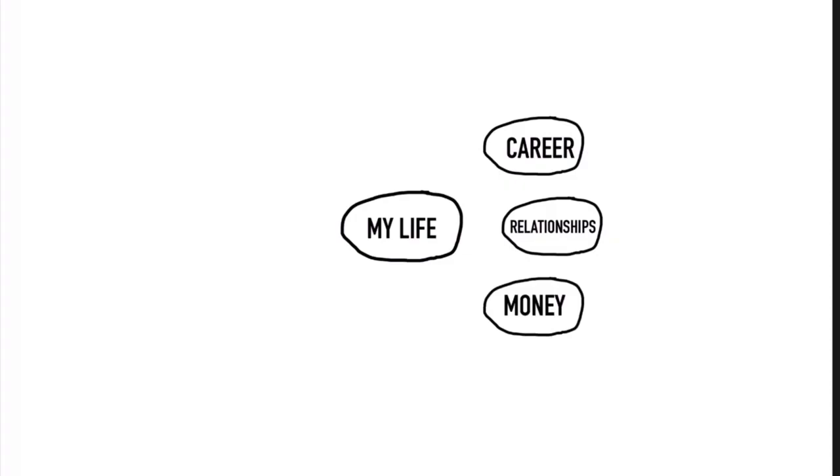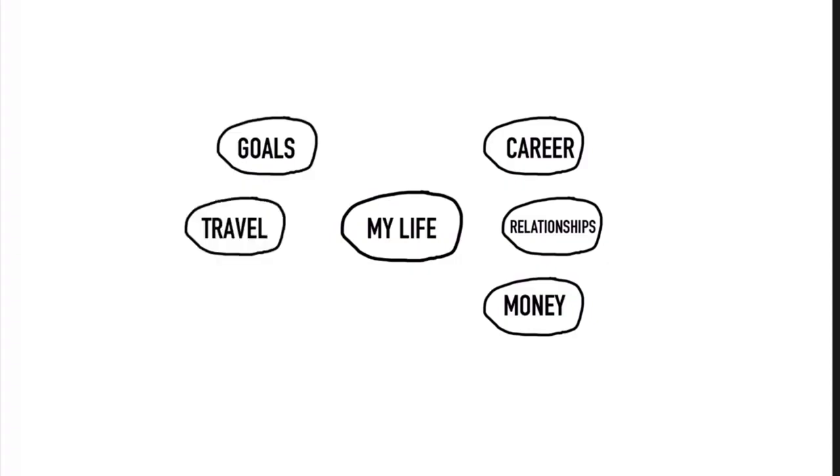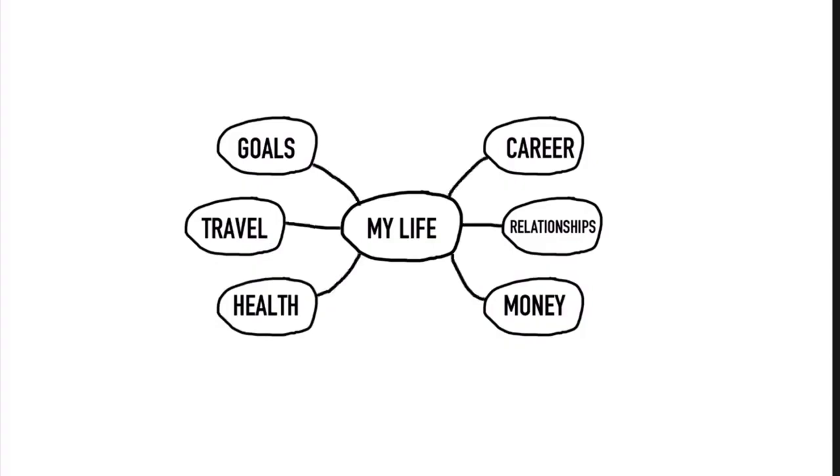Now note that these are not in any particular order. With a mind map, there is no up or down and there is no left or right. Just like the thoughts in your head, they don't usually have a beginning and an end. So let's go ahead and draw another shape for goals, and another one for travel, and another one for health. So all these bubbles represent different aspects of your life that you want to map out. Each one is as important as the next. Okay, so next we're going to link all those thoughts.